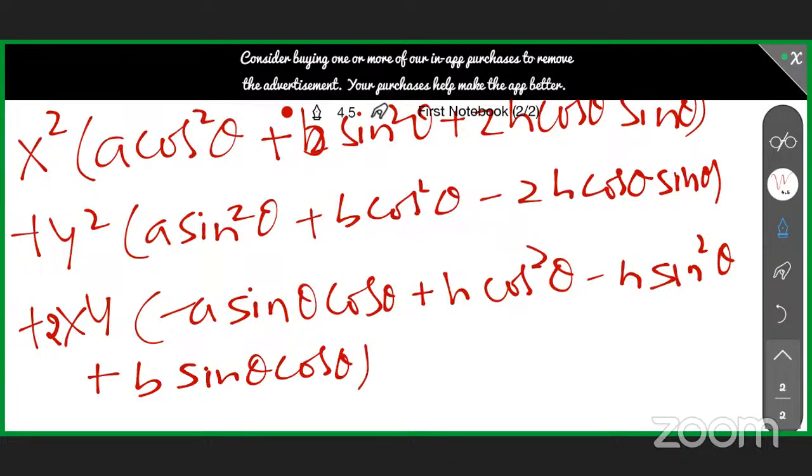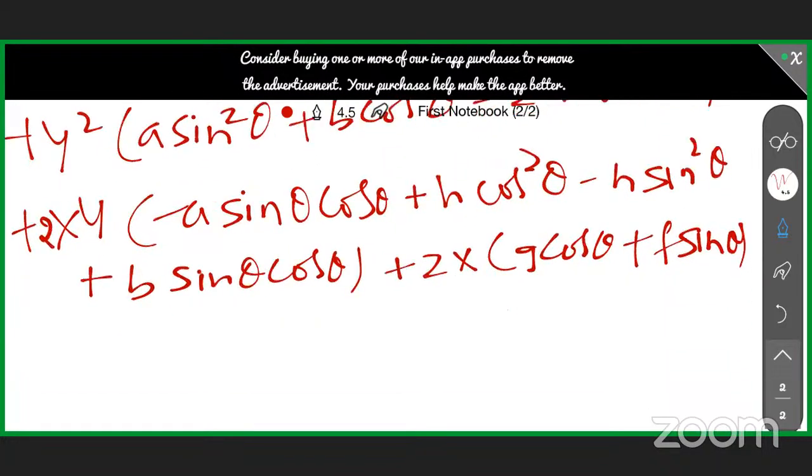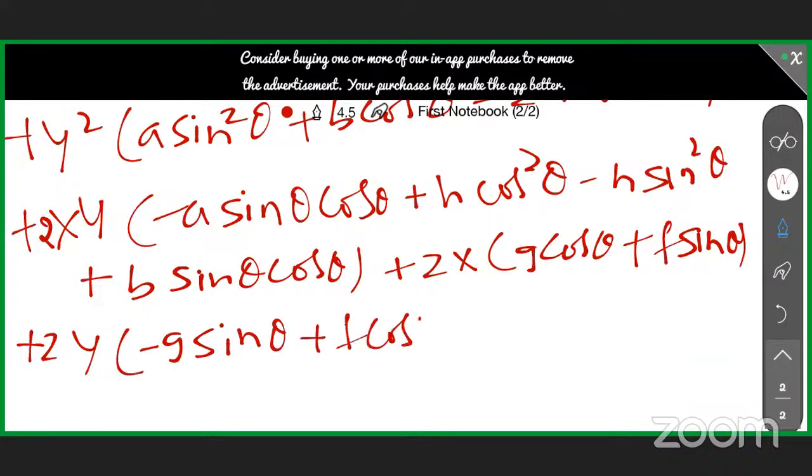Okay, next tell me what is with 2x. 2x: g cos theta plus f sin theta. Now look at what is with 2y. Minus g sin theta plus f cos theta. Plus c is equal to 0.